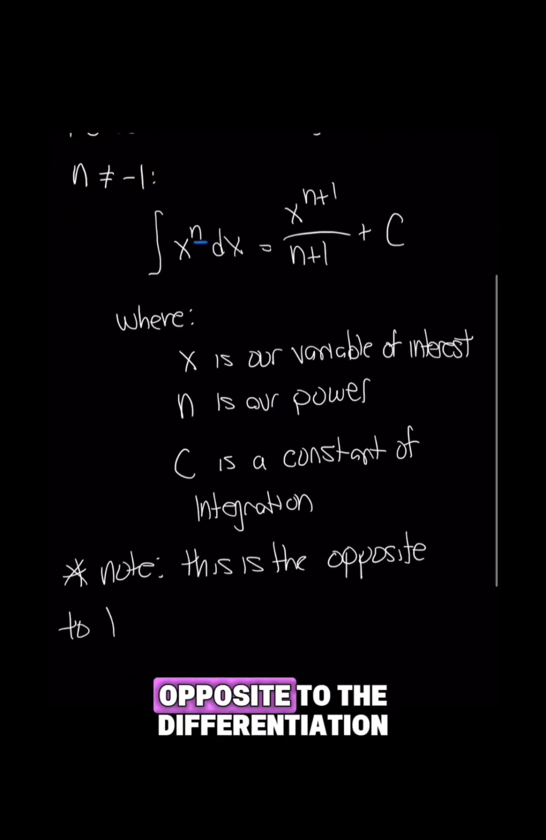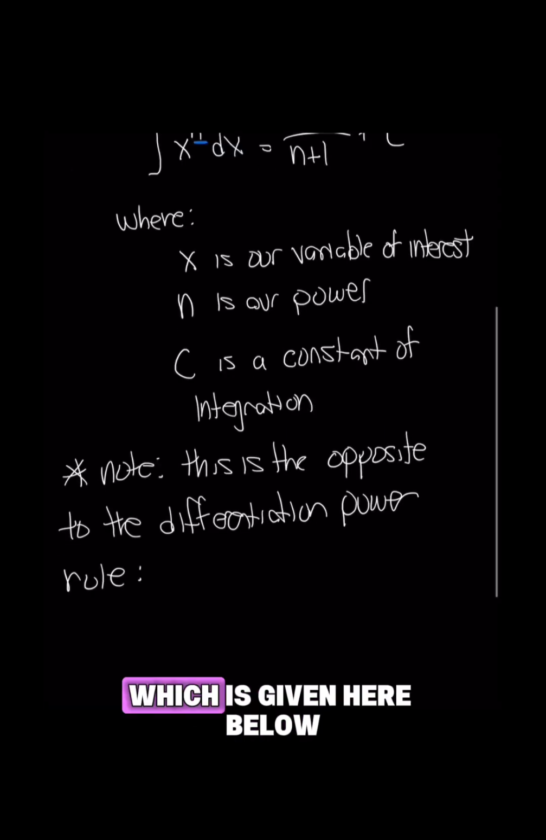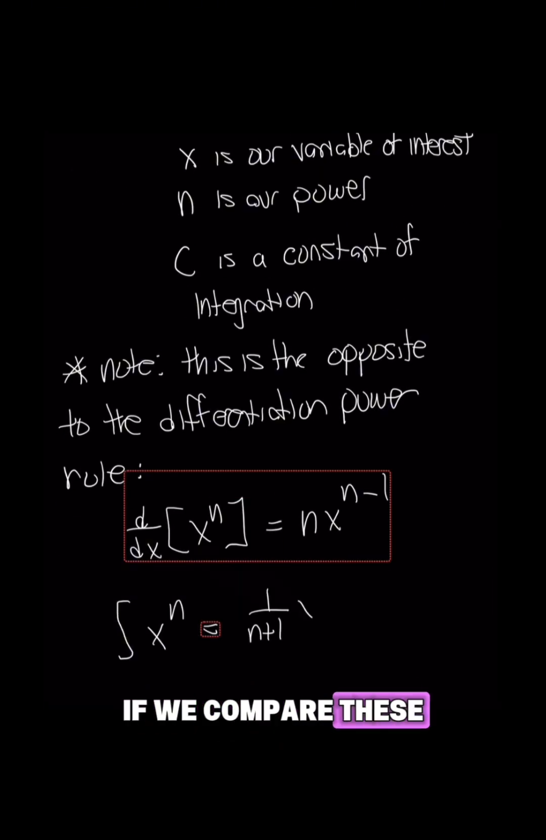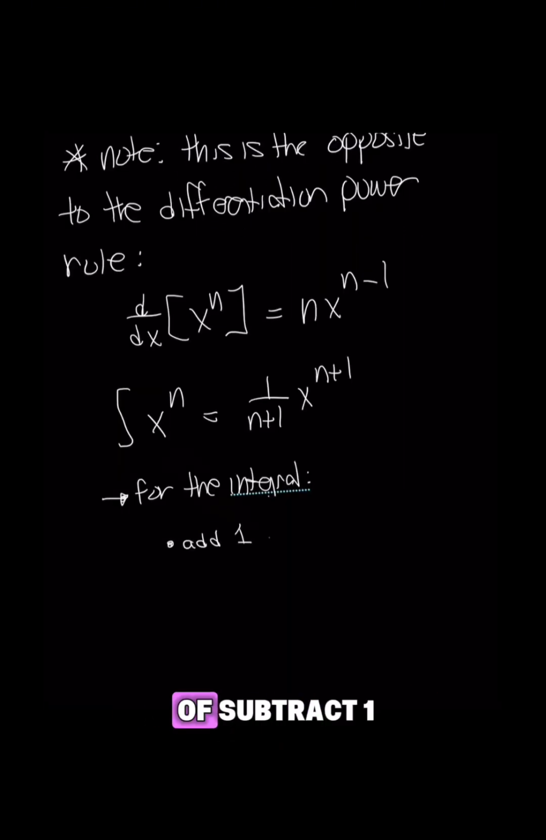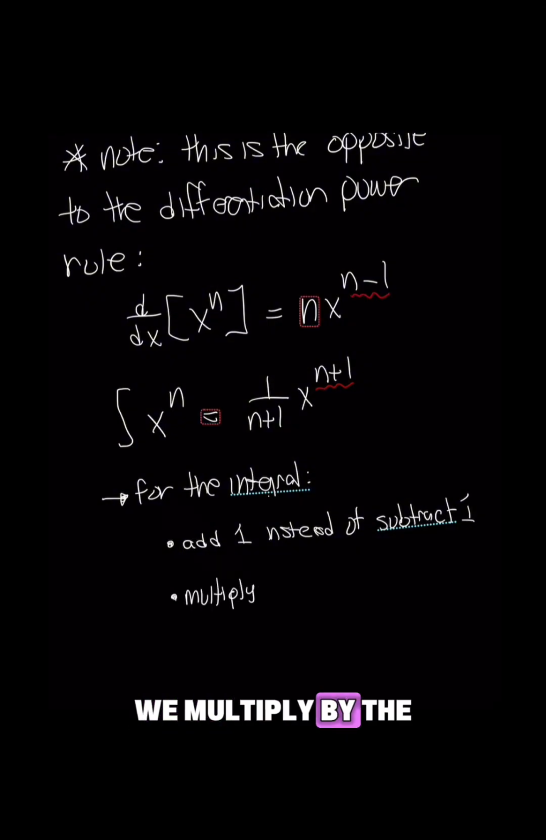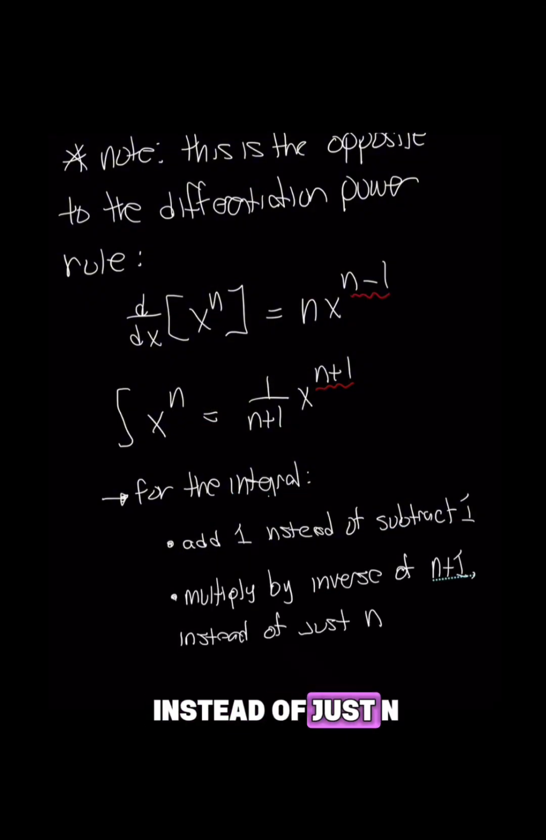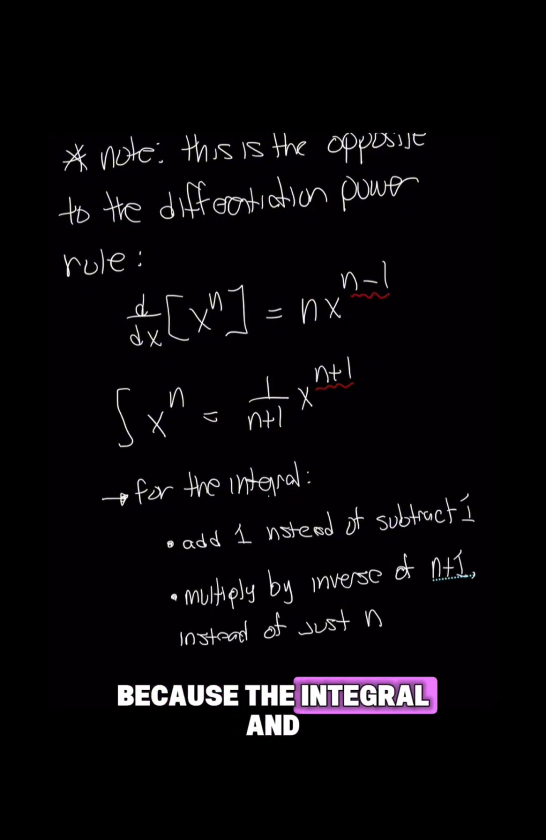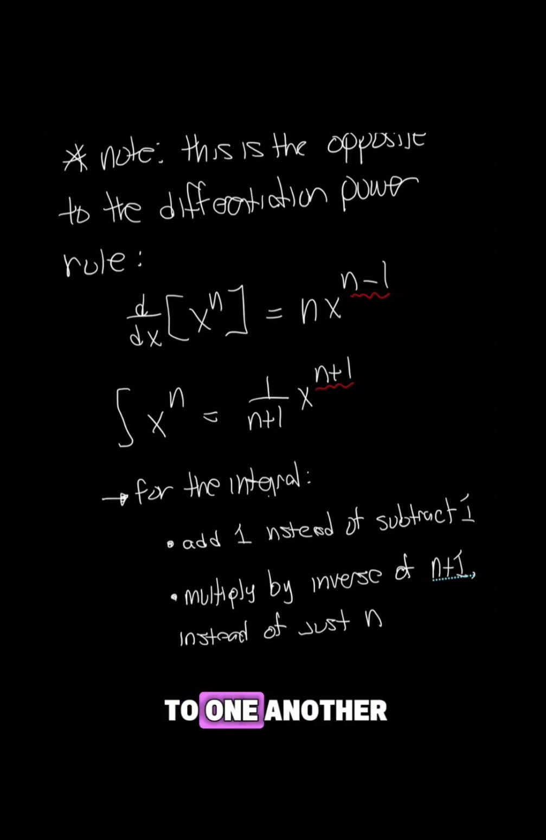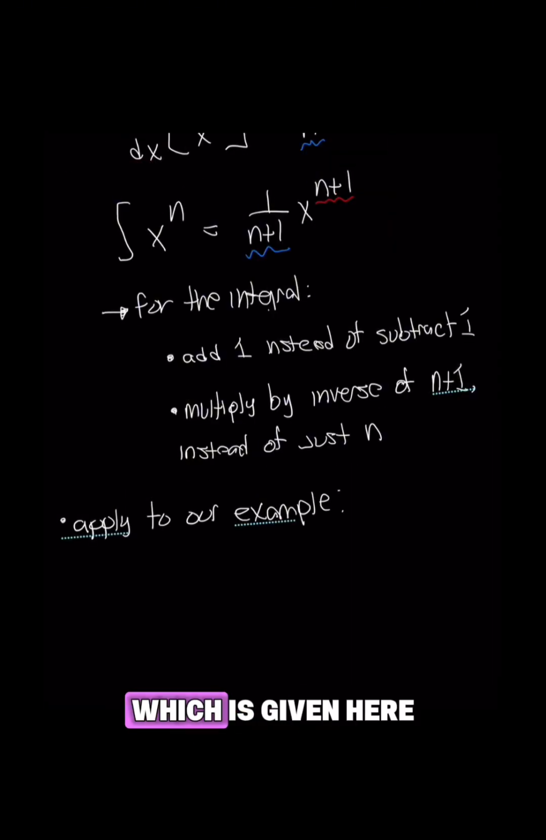Note, this is the opposite to the differentiation power rule, which is given here below. If we compare these two, for the integral we add 1 instead of subtract 1, and in the integral we multiply by the inverse n plus 1 instead of just n. And this makes sense because the integral and the derivative, they're the opposite operation to one another. So we can apply this to our example, which is given here.